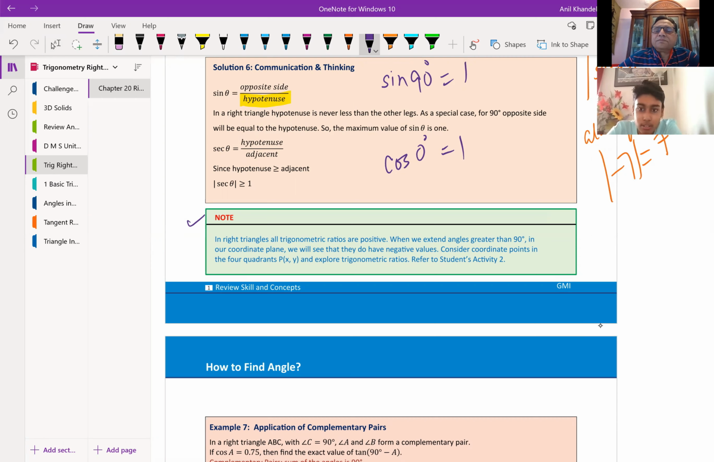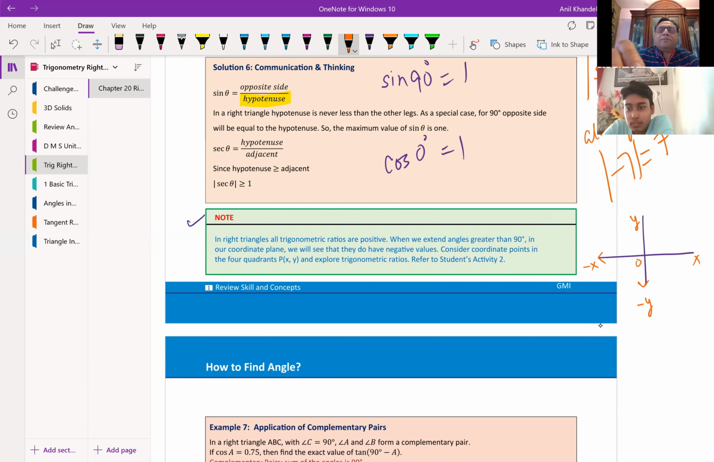When we extend angles greater than 90 degrees in our coordinate plane, we will see that they do have negative values. Consider coordinate points in four quadrants, P(x, y), and explore trigonometric ratios. Refer to student activity 2. What I'm trying to say here is when we talk about a triangle, we are always saying that the sides are positive, correct? However, if I talk about a coordinate plane, the XY coordinate plane, in that case there are negative values, and the values here are negative y.